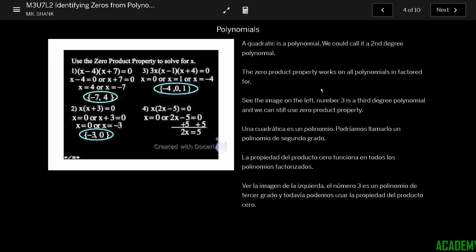So it says the zero product property works on all polynomials in factored form. On this example here on the left, there's a couple of examples. It has x minus 4 in parentheses times x plus 7. You can take the opposite of those two numbers to get your two x-intercepts. One of them is going to be negative 7, the other one's going to be positive 4. Look at your second idea, same kind of equation here, two x-intercepts.